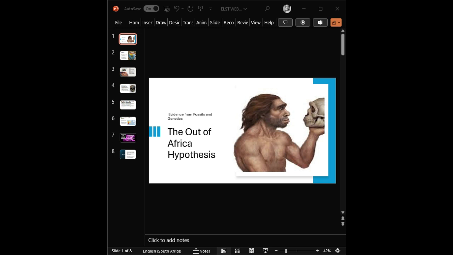Welcome back, everyone. Today we are continuing our exploration of human evolution by focusing on the out of Africa hypothesis, which suggests that all modern humans can trace their origin back to Africa. We'll look at both fossils and genetic evidence that supports this theory. Let's dive into the evidence that connects us to our early ancestors.